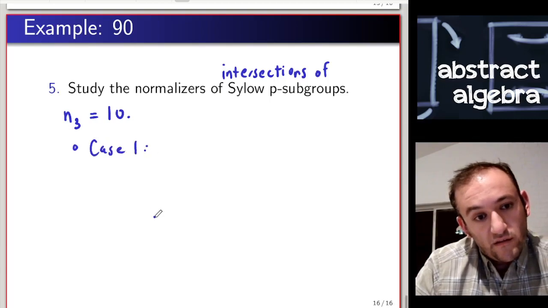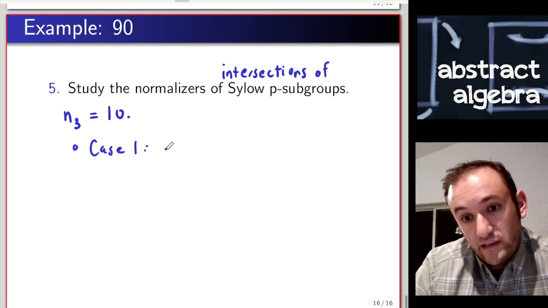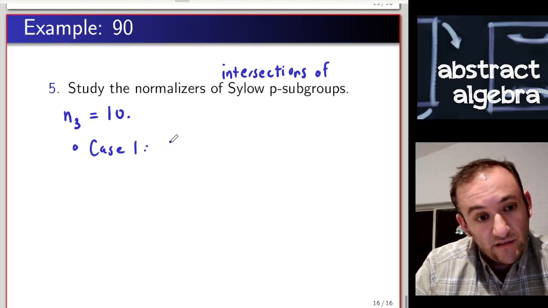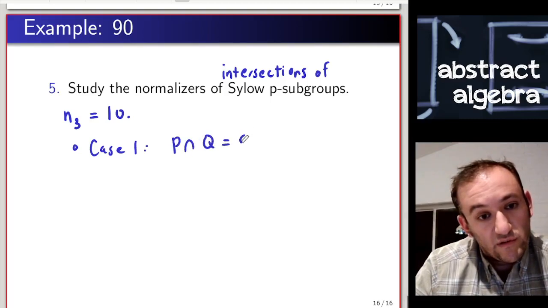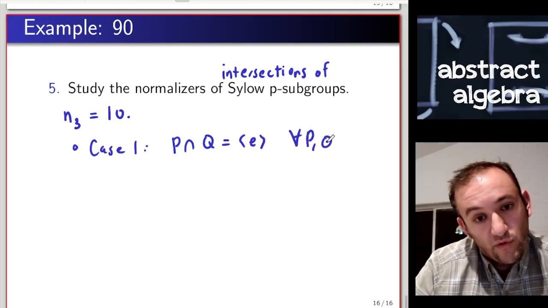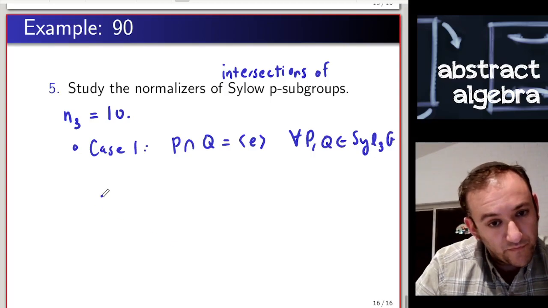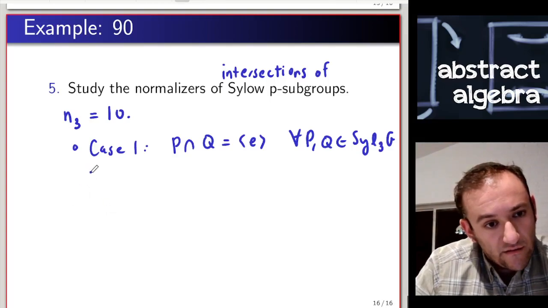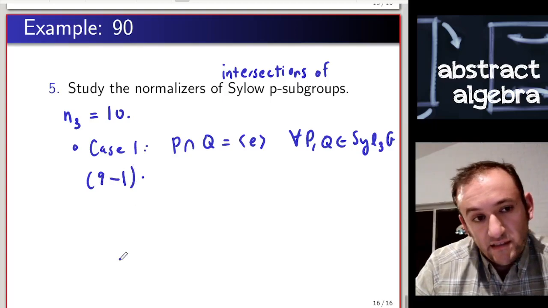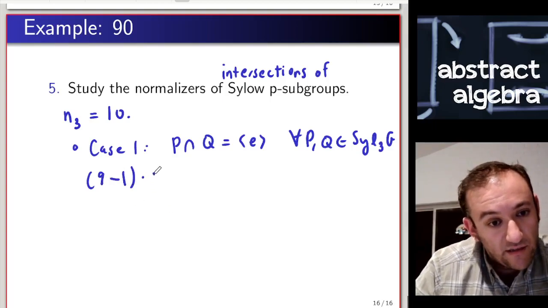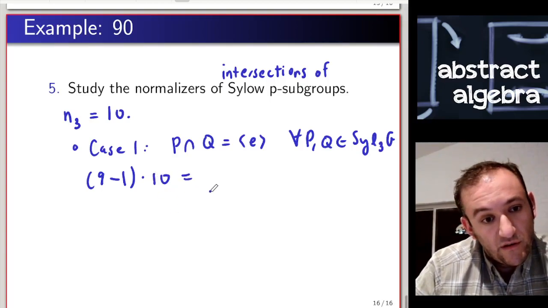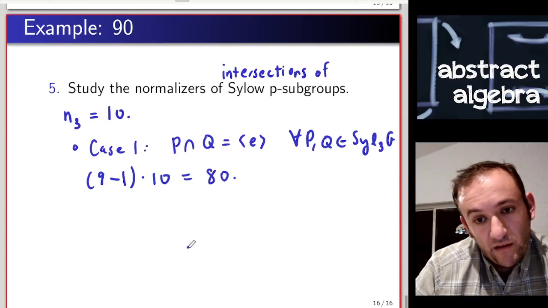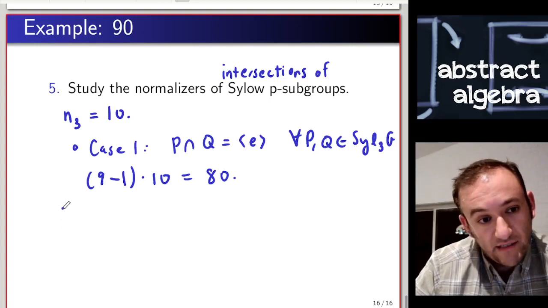Case 1: none of the Sylow 3 subgroups intersect. All of them intersect only in the identity, which means that they're all completely disjoint. So P intersect Q equals the identity for any P, Q in Sylow 3 of G. In that case, we can count elements again, and we'll find 9 minus 1, the number of non-identity elements in each Sylow 3 subgroup, times 10, the number of Sylow 3 subgroups, which will be equal to 80. That leaves only 10 remaining elements.